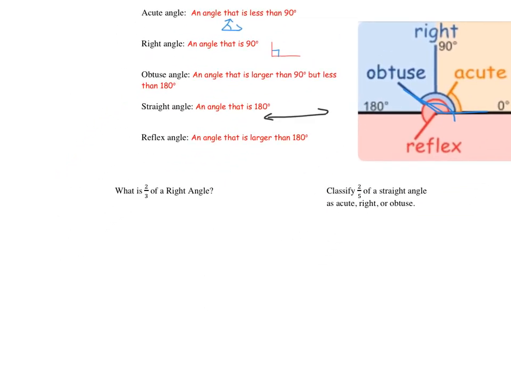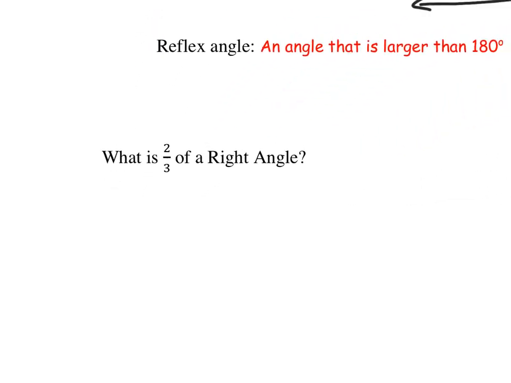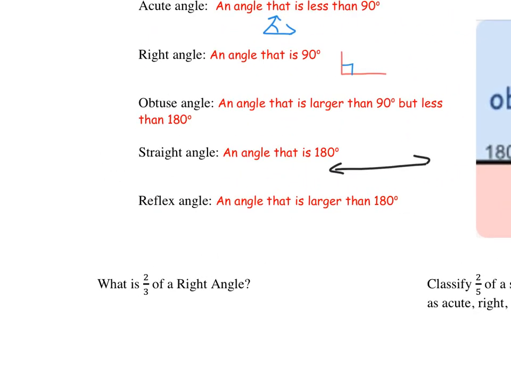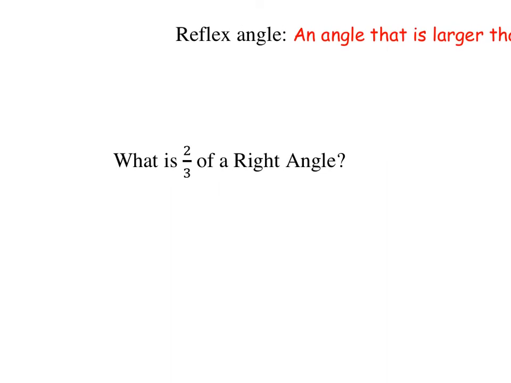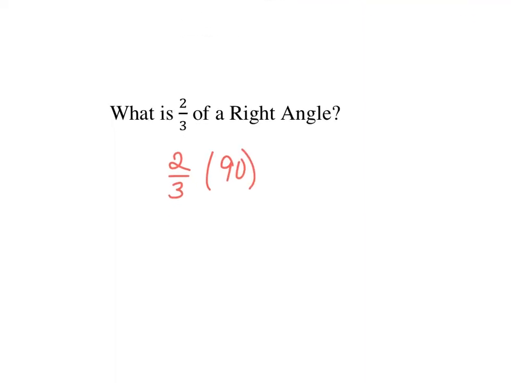So, what is 2/3 of a right angle? Well, we know from before that a right angle is 90 degrees. So we simply just do 2/3 of 90. Type that in your calculator and tell me what you get. Well, you should get 180 divided by 3, which is 60 degrees. And that's your final answer.